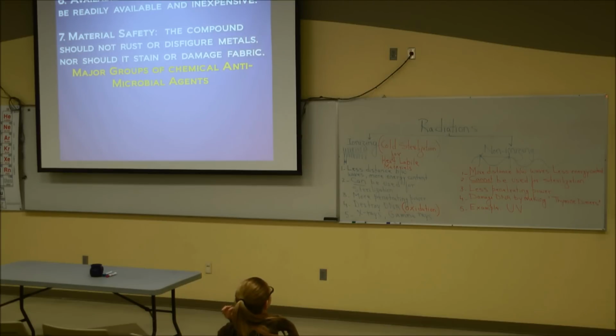Okay. Major groups of chemical agents now. Let's look at specific chemicals. Which do you think is the oldest antimicrobial agent? First chemical that was used, remember? Hand washing? Phenol, very good. Hand washing, aseptic surgery, Joseph Lister. Joseph Lister is the one who came up with the idea of hand washing. So the first chemical was phenol.